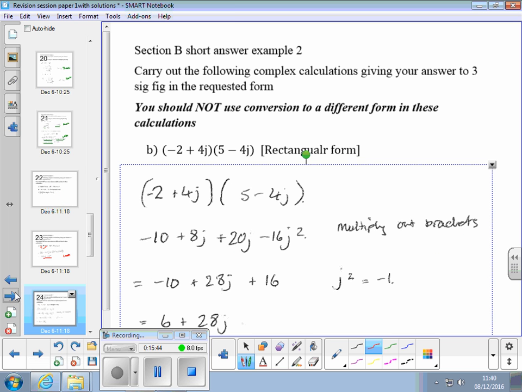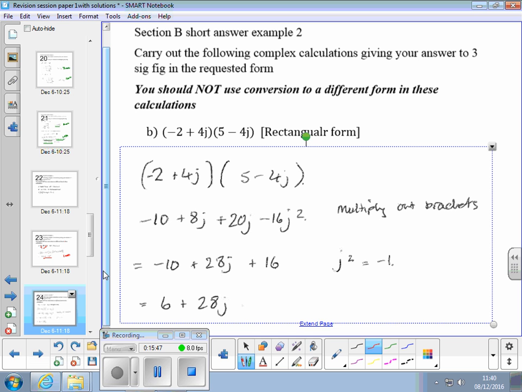The next one, multiplying rectangular. First thing we've got to do is multiply the brackets. So minus 10 plus 8j plus 20j minus 16j squared. Key to this is remembering that j squared is equal to minus 1. So all that j squared does is change the sign of the final coefficient, and the j disappears, and the final answer is 6 plus 28j. 3 marks.